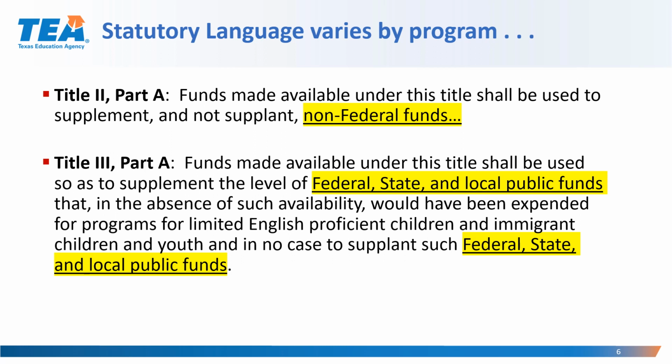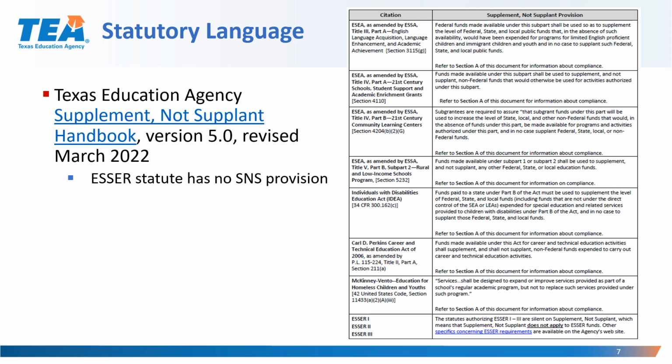For example, some programs, like Title II Part A, are only required to supplement non-federal funds, while funds under Title III Part A are required to supplement both federal and non-federal funds. We have also clarified in our handbook that the ESSER statute has no supplement not supplant provision.